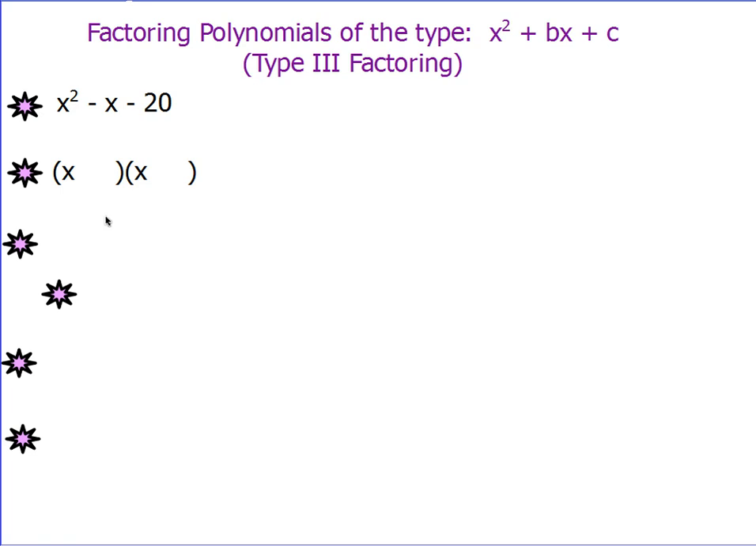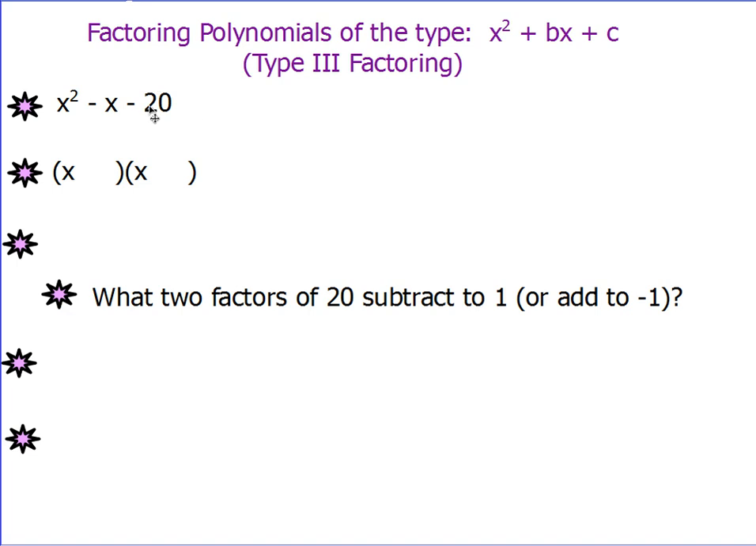Okay, now I have to ask that question. What question should I ask here? Well, this is a 20. What two factors of 20 subtract to 1, because there's a 1 in front of here, or I can think of it as what two factors of 20 add to negative 1, because there is that negative sign here. And again, the easiest way is to list the factors of 20. I've got 1 and 20. Do they subtract to 1? No, 20 minus 1 is 19. How about 10 and 2? Well, 10 and 2 subtract to 8. Well, 5 and 4, they subtract to 1.